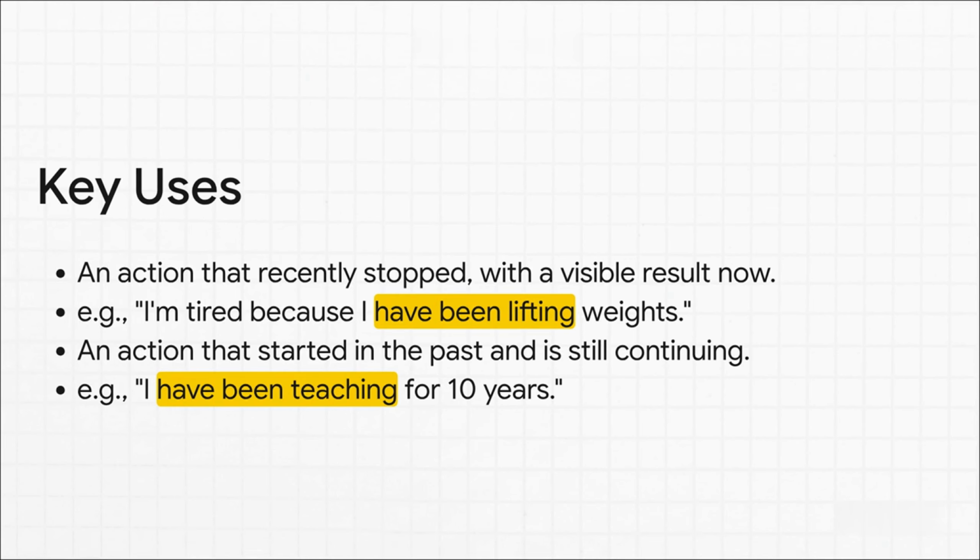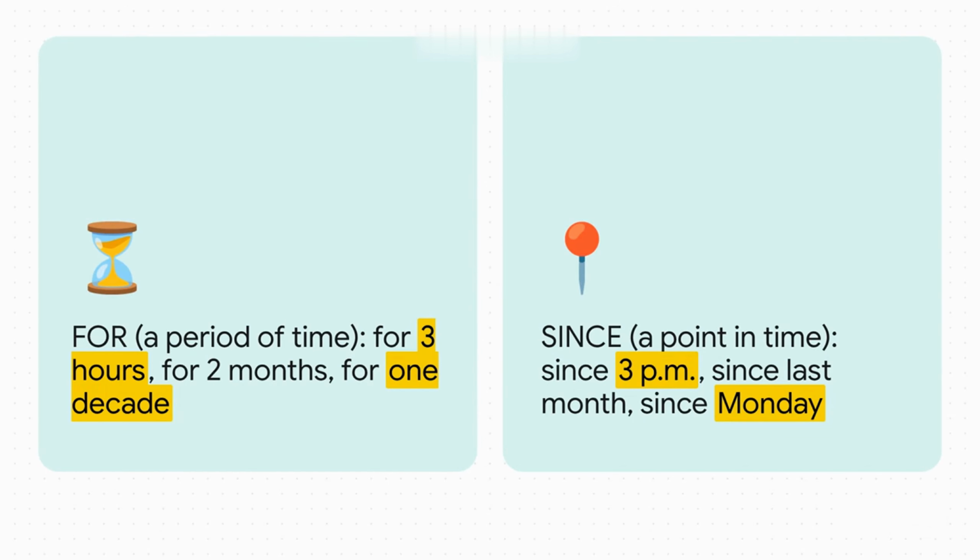And the second big one is for an action that started in the past and is still continuing. Like if someone says, I have been teaching for 10 years. That means they started a decade ago, and guess what? They're still teaching today. Now, you're going to see this tense used with two little words all the time, for and since. And the difference is actually really simple. We use for to talk about a period of time, a duration, like for 3 hours, and we use since to talk about a specific point in time when the action started, like since 3 p.m. or since Monday.